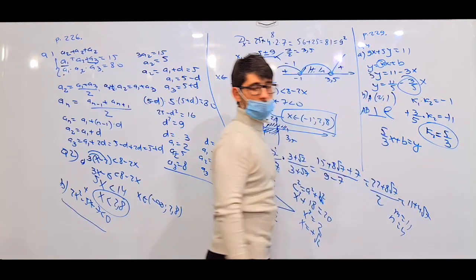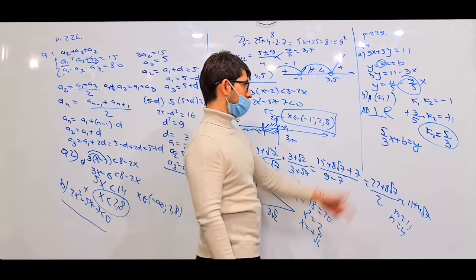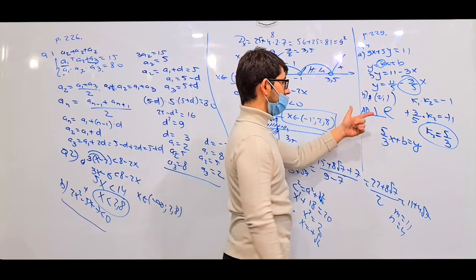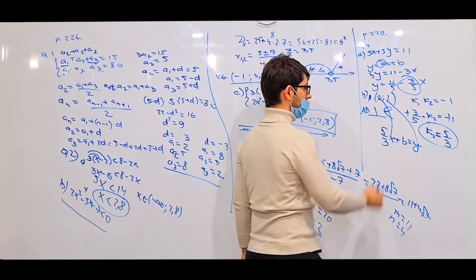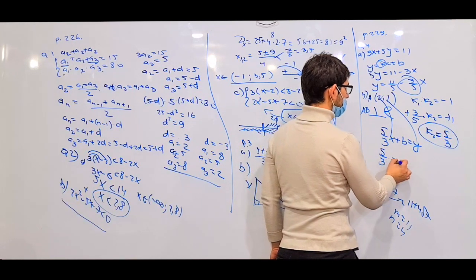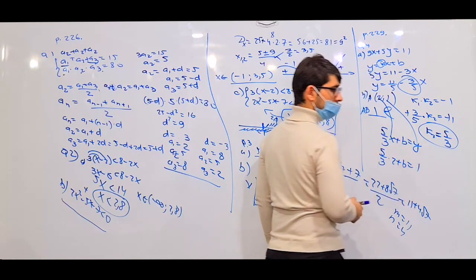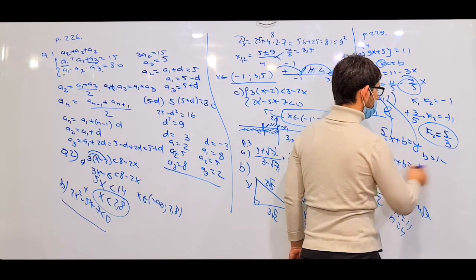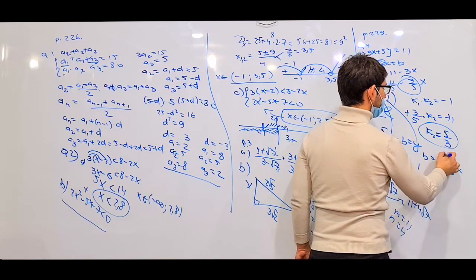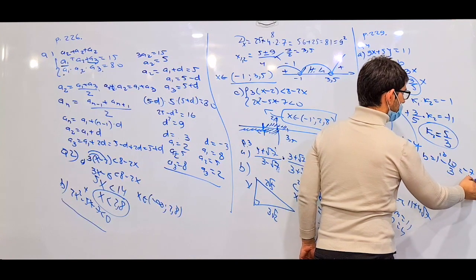How to find this b? You have a point, 2 and 1. You have to replace x with 2 and y with 1. 5 over 3 multiplied by 2 plus b equals 1. So let's find b. b equals 1 minus 10 over 3, and with a common denominator 3, it is minus 7 over 3.